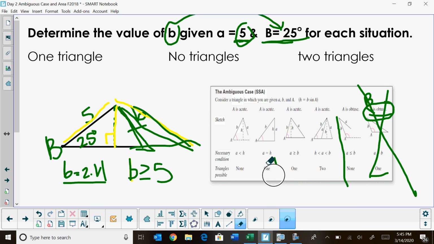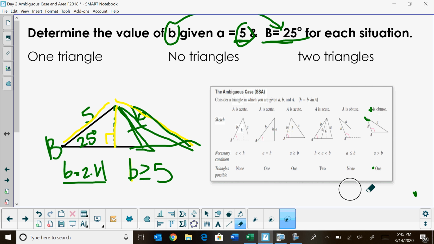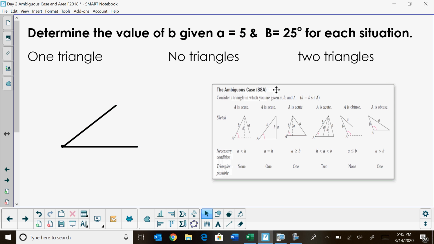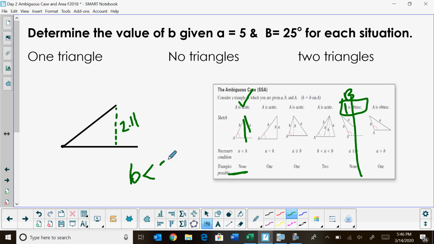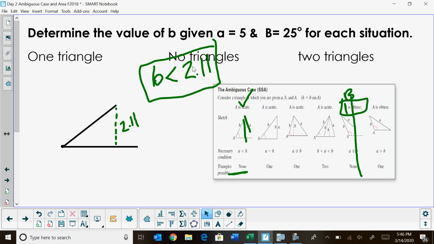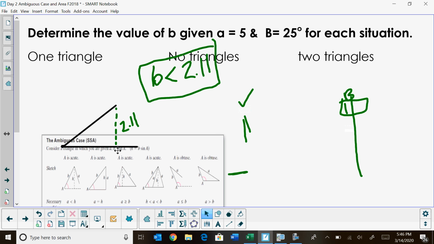Okay, so now let's look at no triangle. In order for there to be no triangle created, let me erase this for a second. This is the only case we're looking at right here, because we know that A is not obtuse, or in this case B is the given angle. B is not obtuse, it's acute. So we're only looking at this scenario. That means this opposite leg has to be shorter than the height. Well, we just calculated the height. The height was 2.11. So that means B would have to be less than 2.11. Then if B is less than 2.11, it's too short to be a triangle.